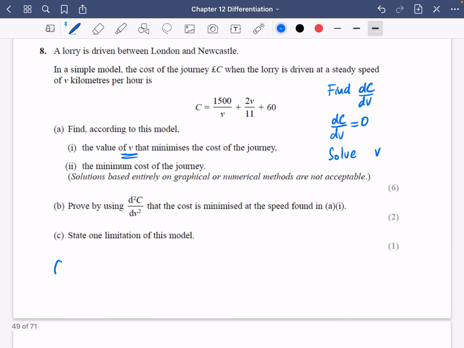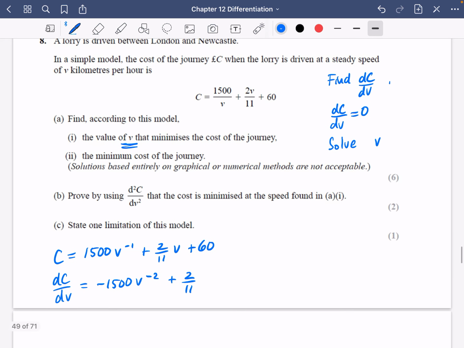So as usual, C isn't written in its correct form. It needs to be 1,500 v to the minus one plus 2/11 v plus 60. So when I differentiate this to get dC by dv, I'm going to pull that power down so I get minus 1,500 v, and I'm going to decrease it to minus two. The 2/11 v is just going to become 2/11, and that 60 is just going to disappear. That's the first part done.